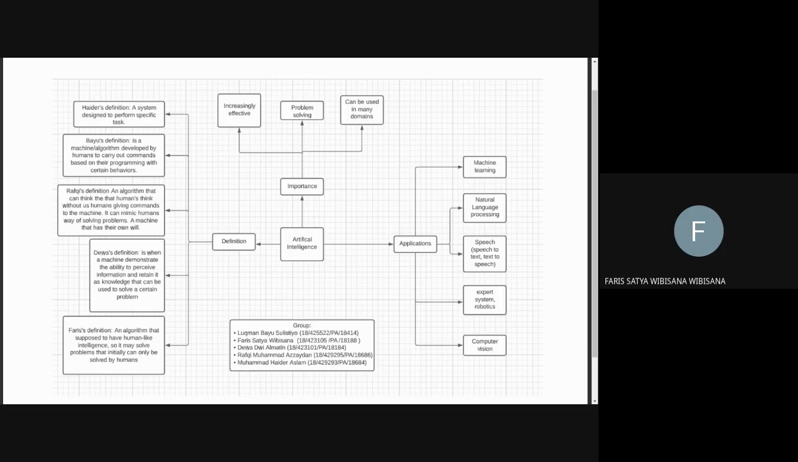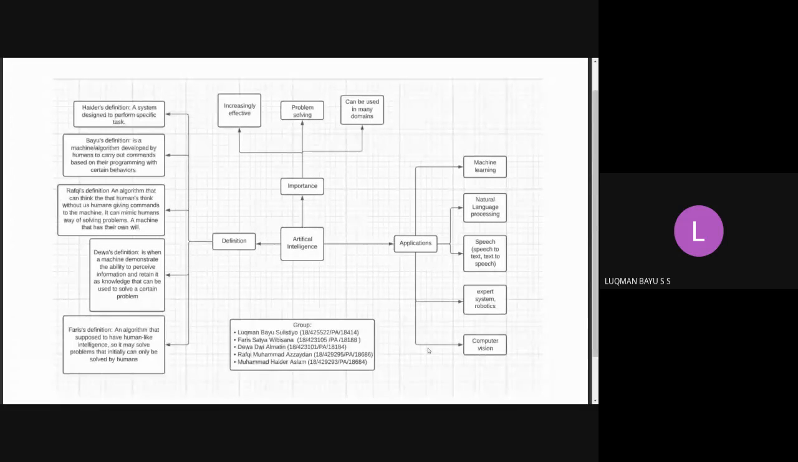Okay, thank you, Faris. Bayu. Yeah, thank you, Faris. So moving on, we've got the importance of AI. We've got 3 points here, and one of them is that it is increasingly effective, it's used to solve problems, and it can be used in many domains. So furthermore, Haider is going to explain these points.